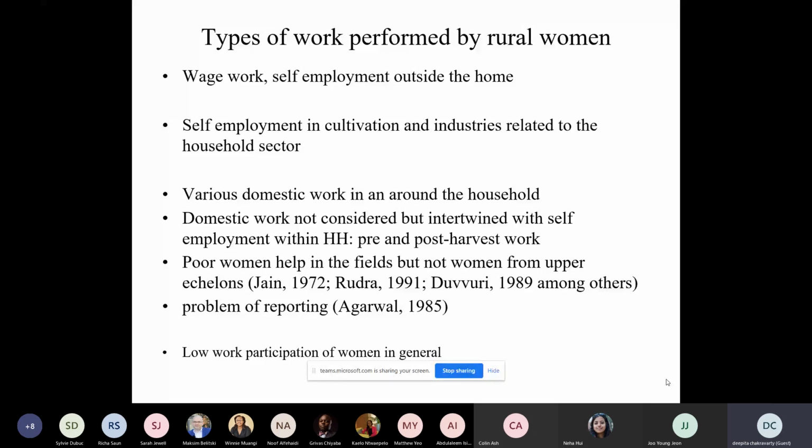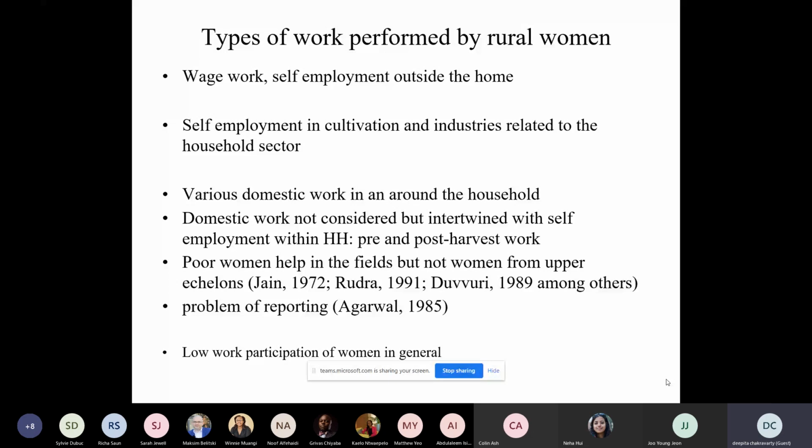And we all know that one of the major reasons behind women's low work participation rate in India, in South Asia as a whole, and in other traditional societies is the problem of enumeration of women's work related to the household economy. Now this is true for the developed countries also to a certain extent, but not to the extent it is true for developing countries like India.